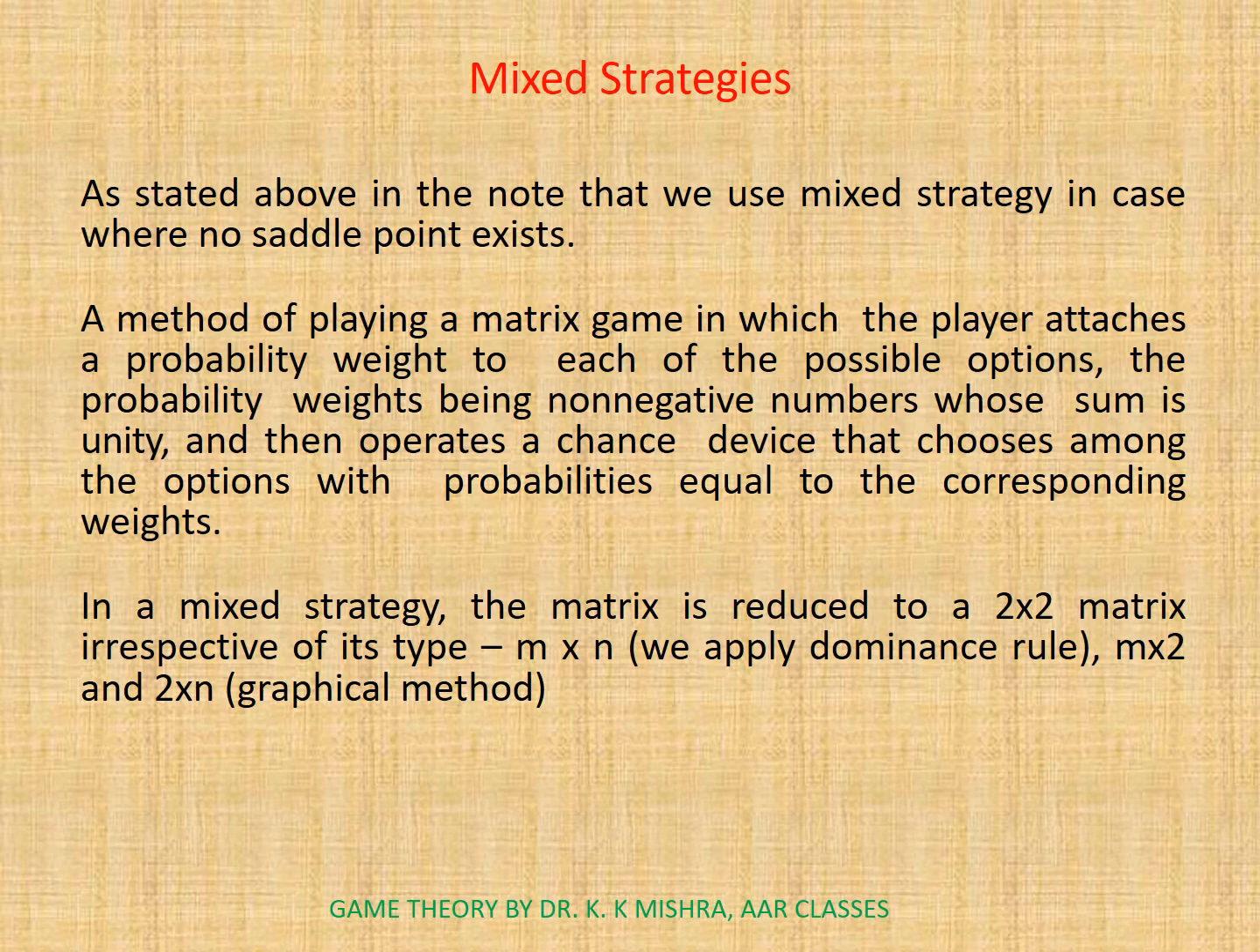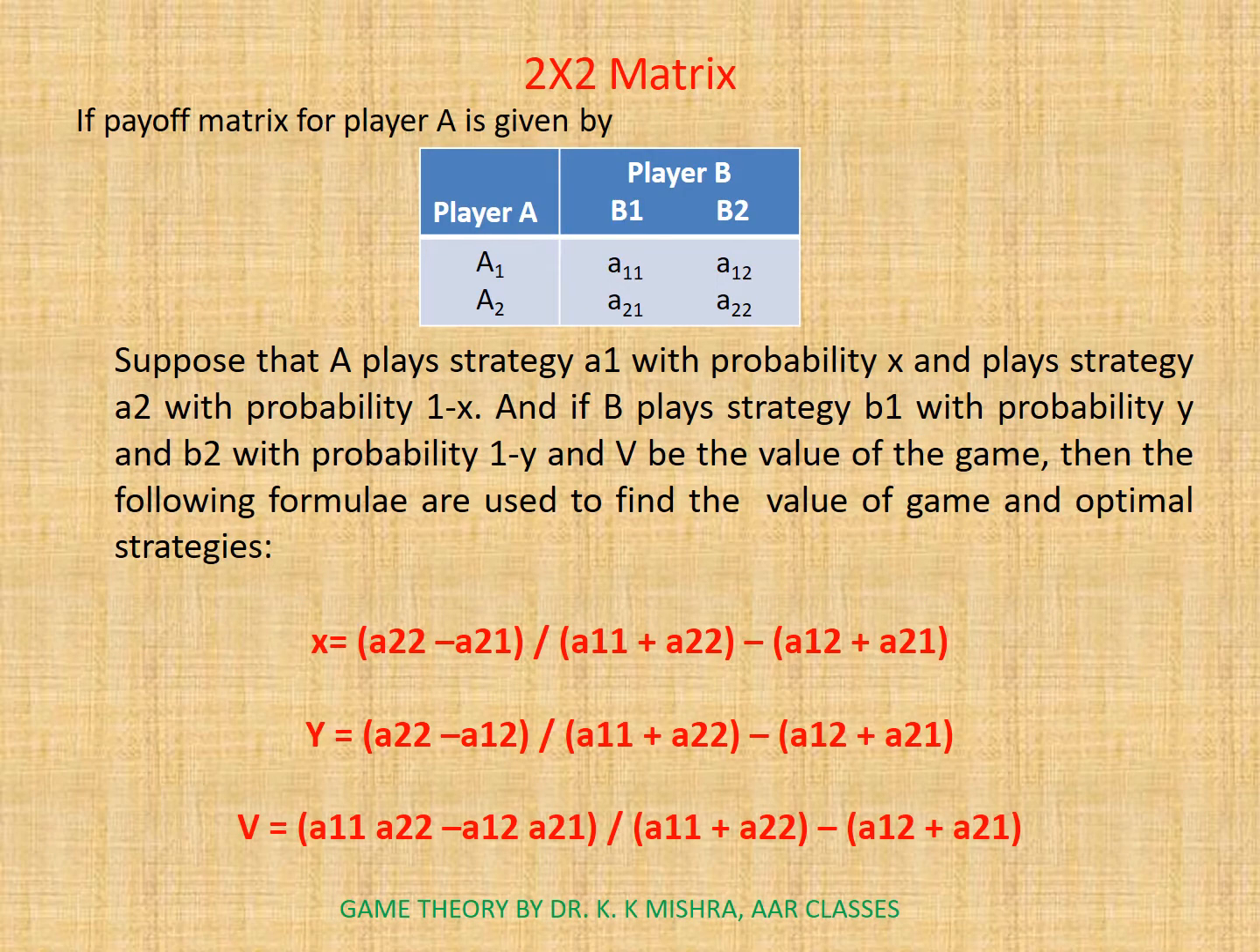The probability weights being non-negative numbers whose sum is unity, and then operates a chance device that chooses among the options with probabilities equal to the corresponding weights. In a mixed strategy, the matrix is reduced to a 2 cross 2 matrix irrespective of its type. M cross n, we apply the dominance rule; or M cross 2 and 2 cross n, we solve it by the graphical method. Now, 2 cross 2 matrix.